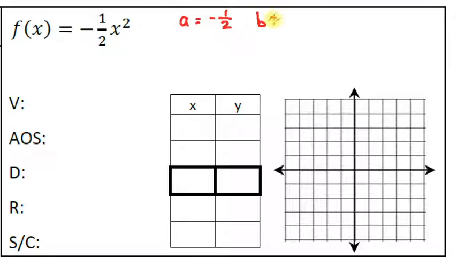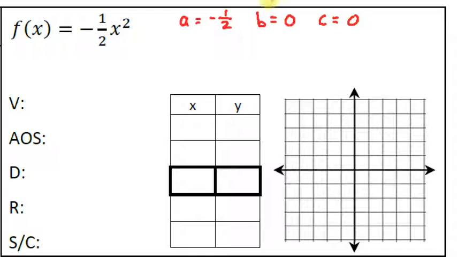What's our b value equal to? Well, take a look. There is no term in our quadratic that just has an x, or an x to the first power. That means b has to be 0. And the same with c. There's no plus or minus some constant number, so that means in this case c must be equal to 0. All right, so we've identified a, b, and c.